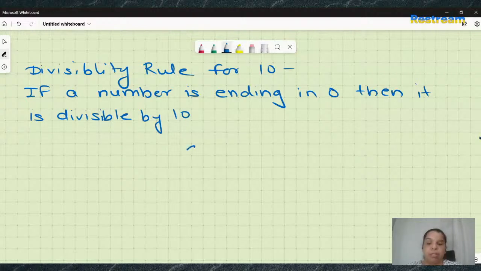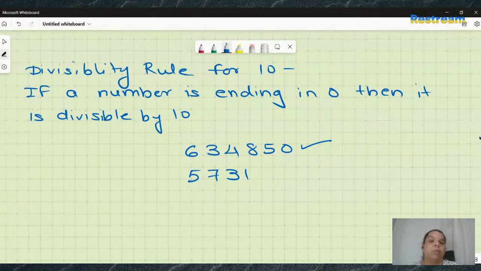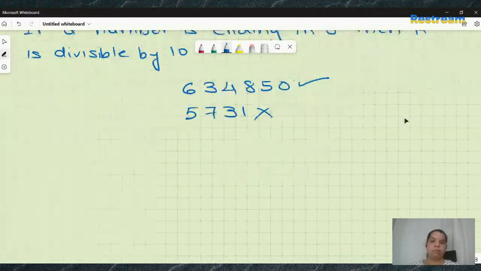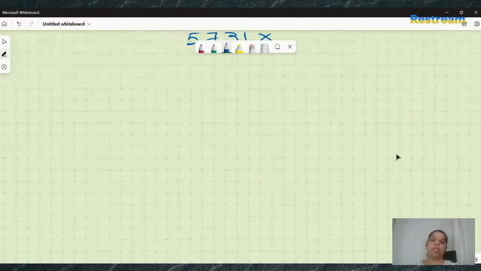So 6, 3, 4, 8, 5, 0. This number is divisible by 10. But if I have 5, 7, 3, 1, this number is definitely not divisible by 10. Now the next rule is the divisibility rule for 11.